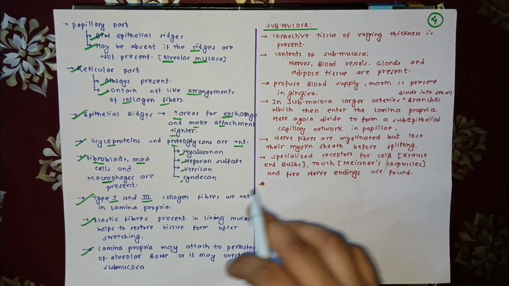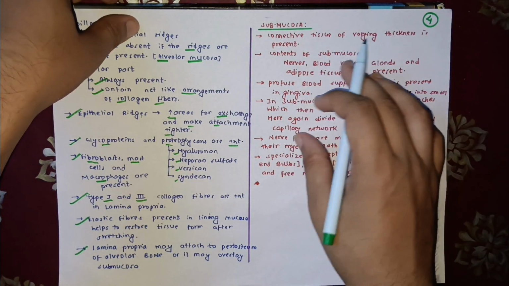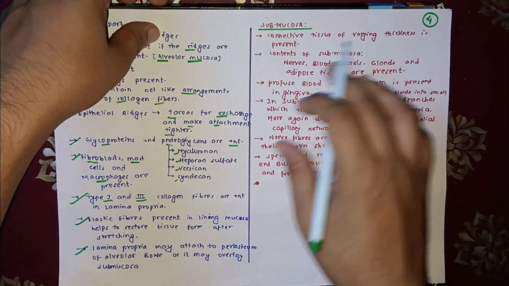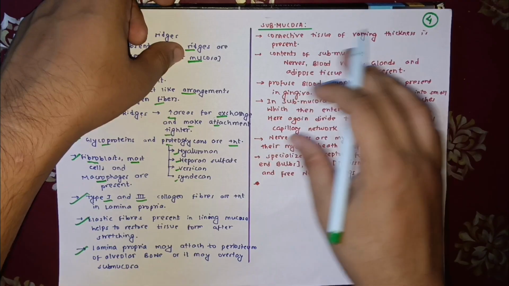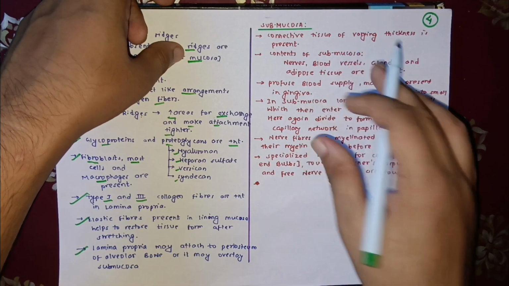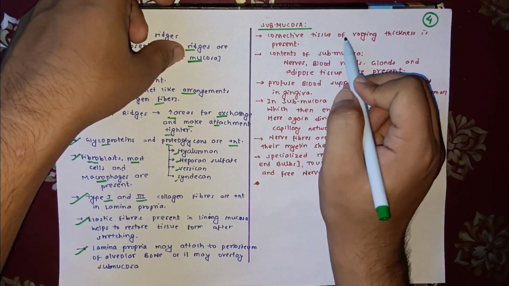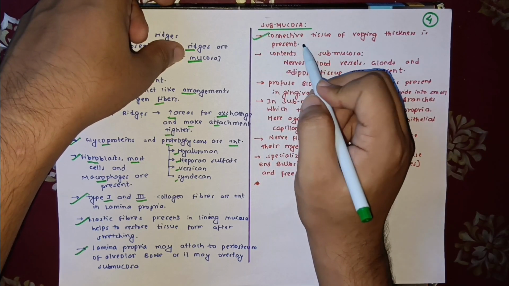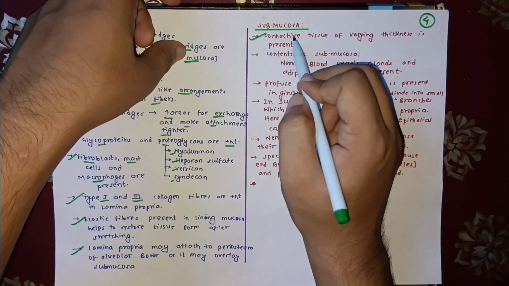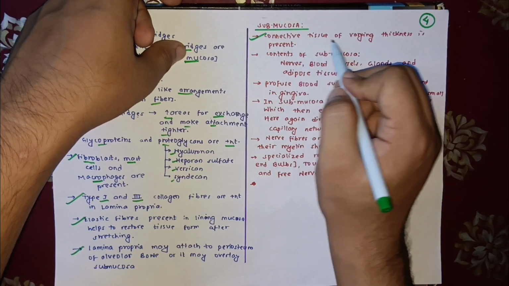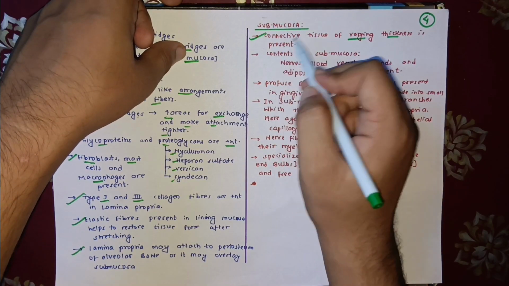After the lamina propria we will now discuss the submucosa, and this is quite a common topic. These are also discussed in the general basic science subjects: general physiology, general anatomy, general histology. So in the submucosa, connective tissue of varying thickness is present. Within the oral mucosa itself, the thickness of the submucosa differs.